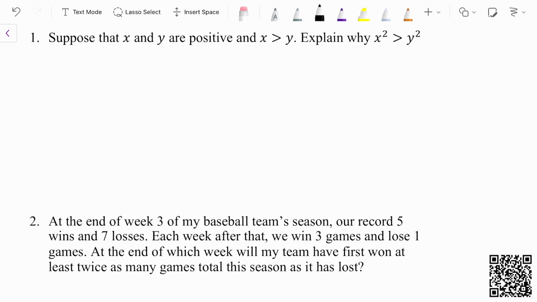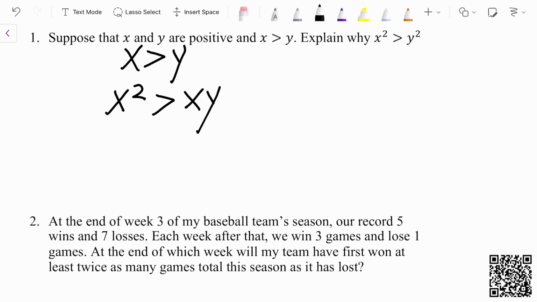Today's first question is, suppose that x and y are positive and x is greater than y. Explain why x to the power of 2 is greater than y to the power of 2. Well, let me just write this down real quick. If x is greater than y, if we multiply both sides by x, then x to the power of 2 is also greater than xy.